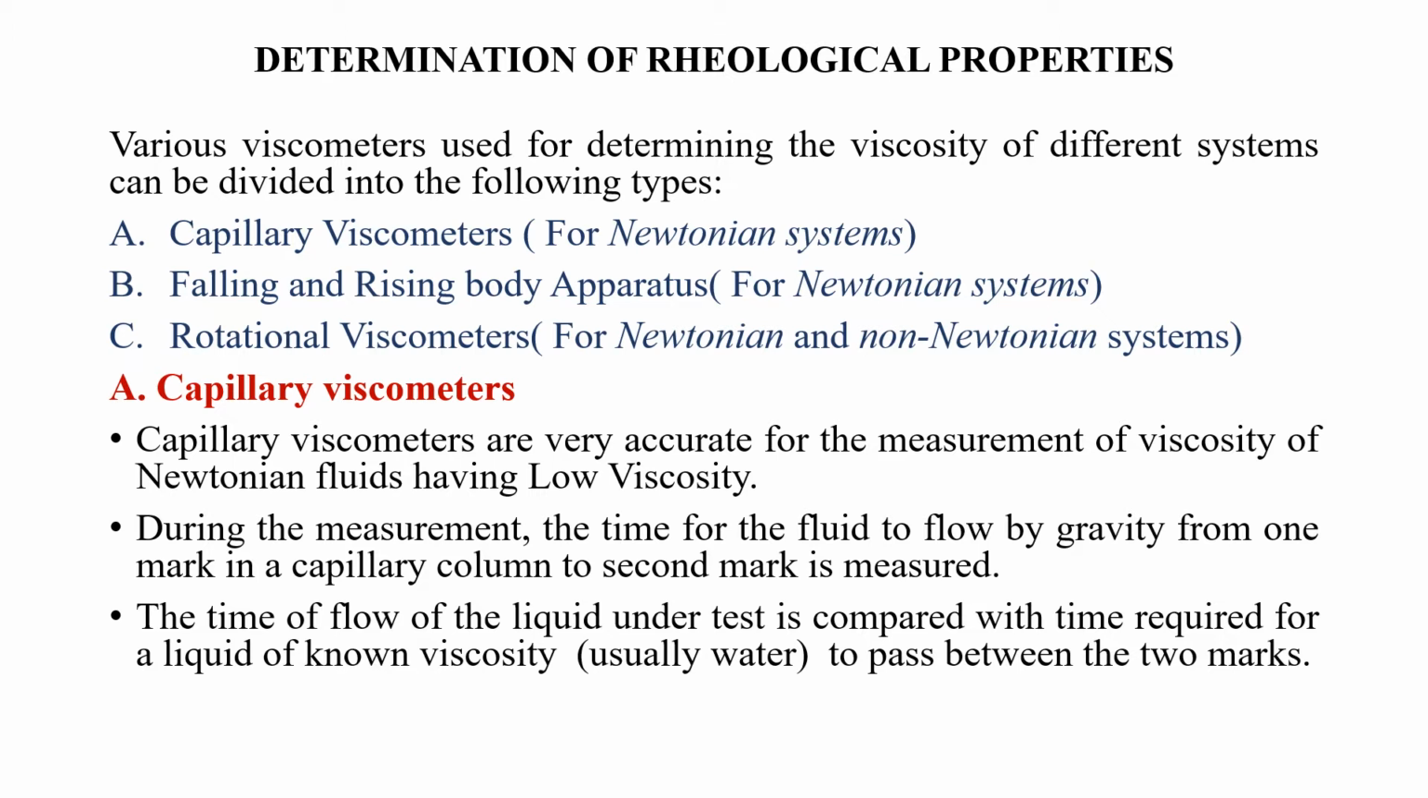As you all know, most of the pharmaceutical formulations fall under the category of non-Newtonian systems. It means that when you apply pressure, it will affect the viscosity. So now, based upon the materials, Newtonian and non-Newtonian, we have different instruments. Now we'll be seeing them one by one in detail. The first one is the capillary viscometer. The name itself indicates this instrument has a capillary column.